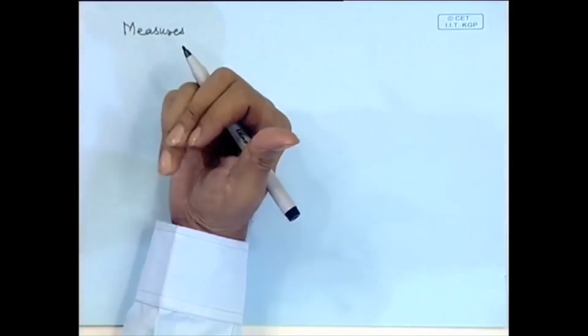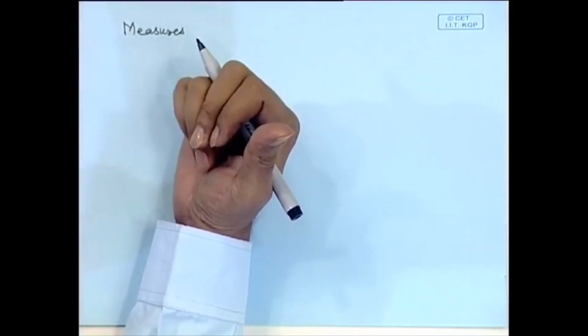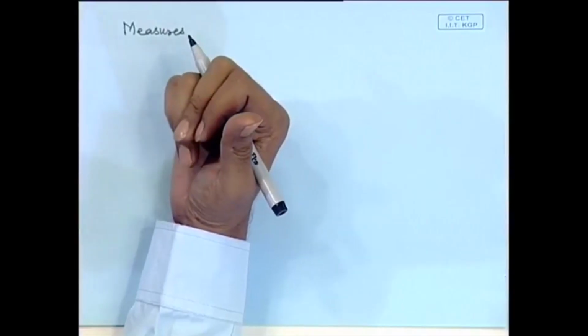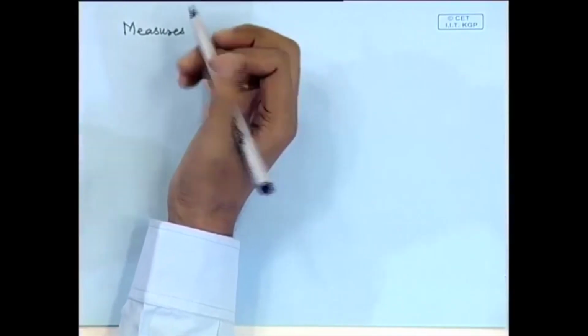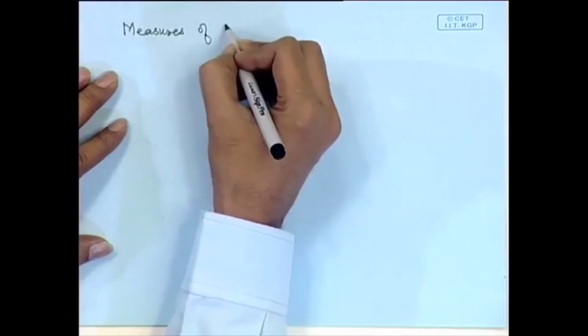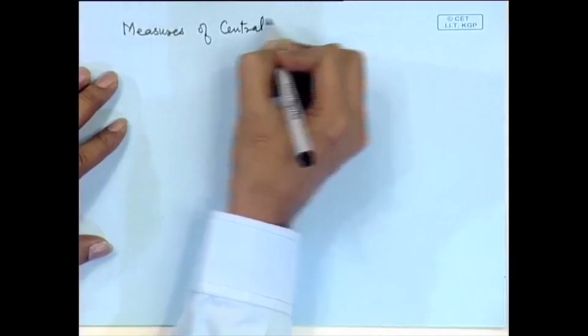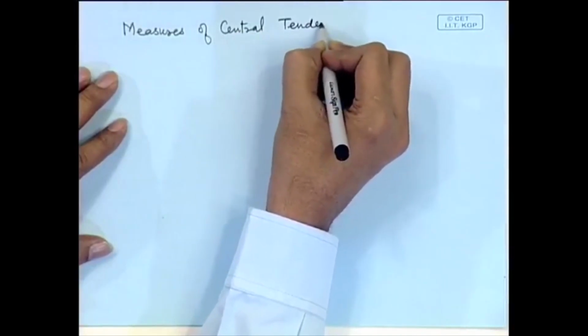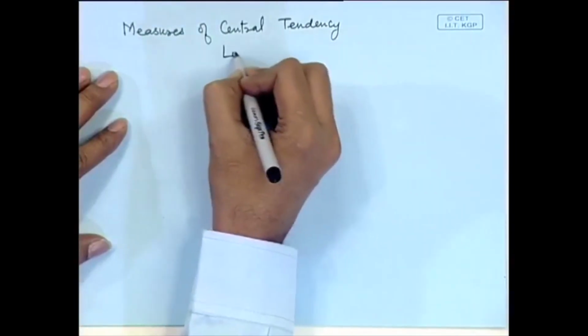That means, from the given frequency distribution, we calculate certain measures which tell us about various characteristics of the distribution. So, the first of these are known as measures of central tendency, or you can say measures of location.